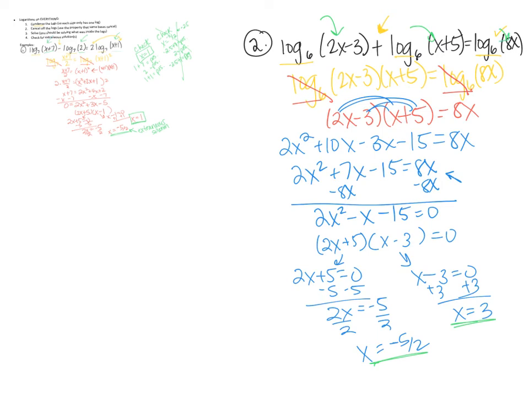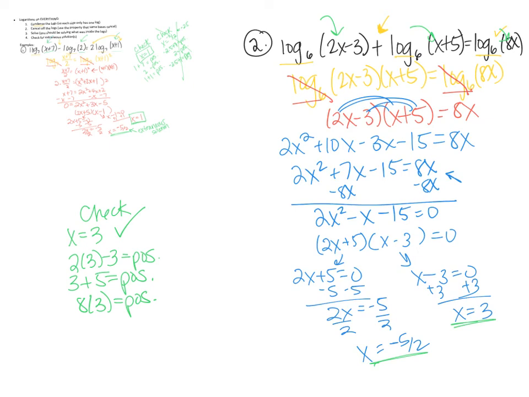Okay. So let's first say that we want to check x equals 3. So I'm going to have 2 times 3 minus 3, which is indeed positive. Then I'm going to have 3 plus 5, which is indeed positive, right? I don't care what the number is, I just care that it's positive. 8 times 3, which is indeed positive. So that means x equals 3 is a solution.